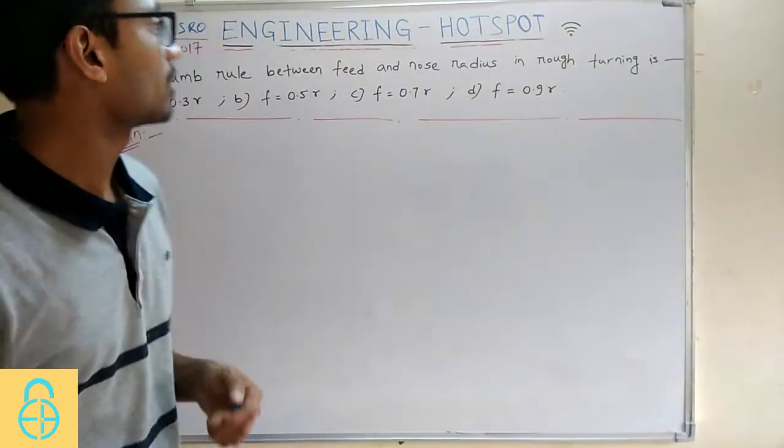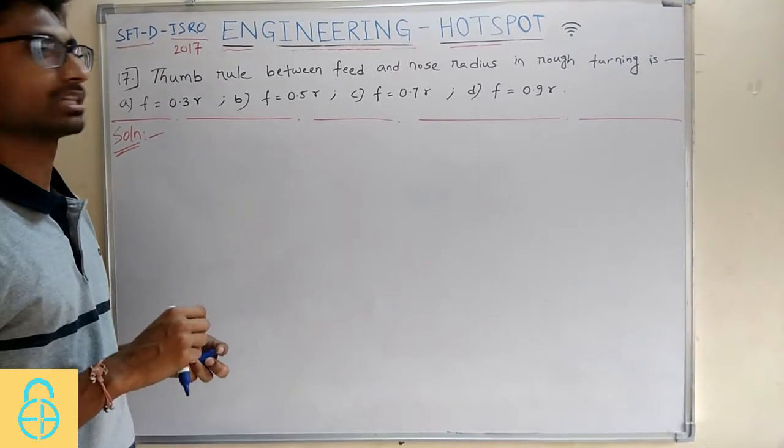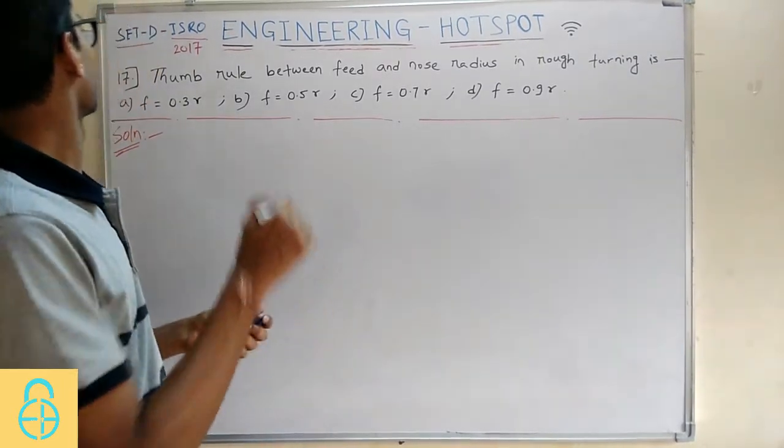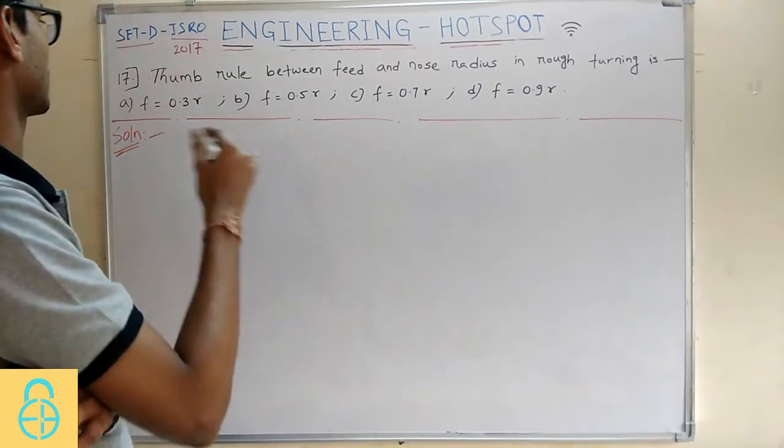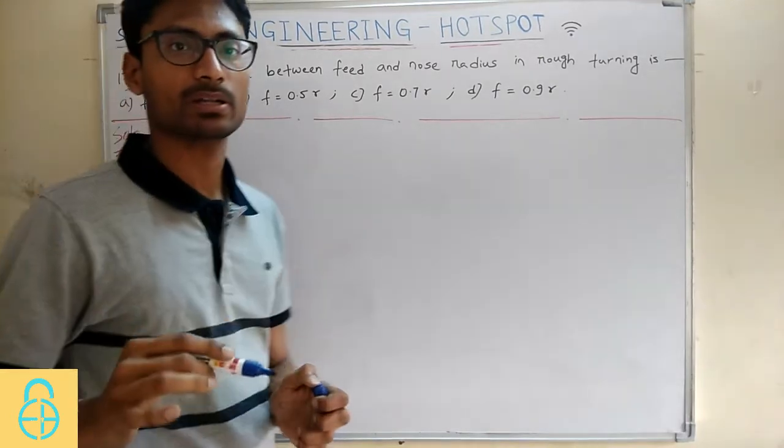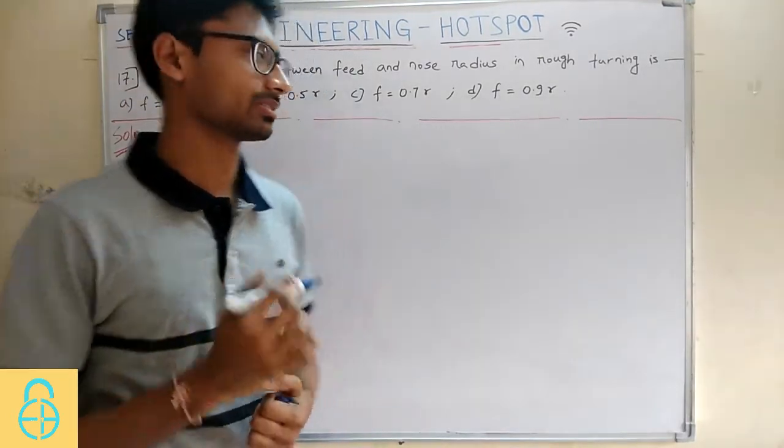Revising ISRO 2017 December session paper. So the set is D. Question number is 17. You can check the paper. The link is given in the description box.